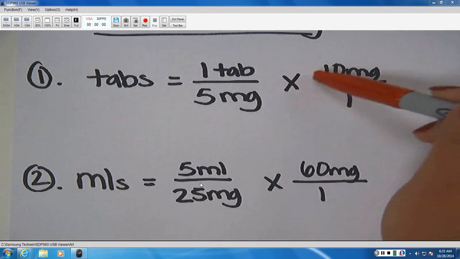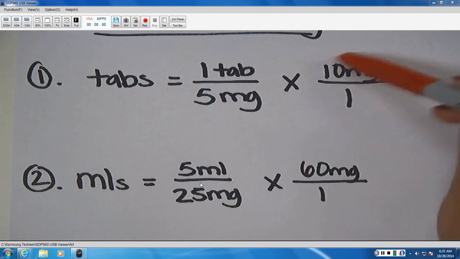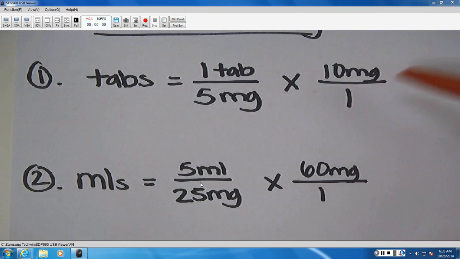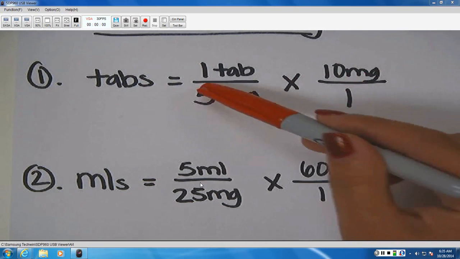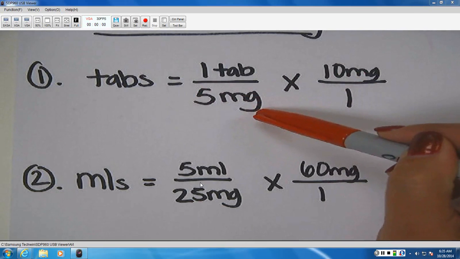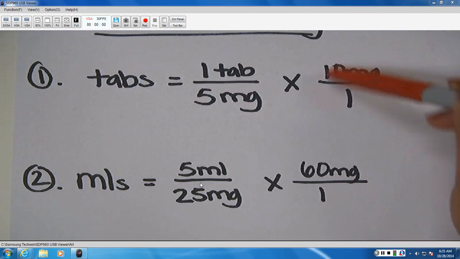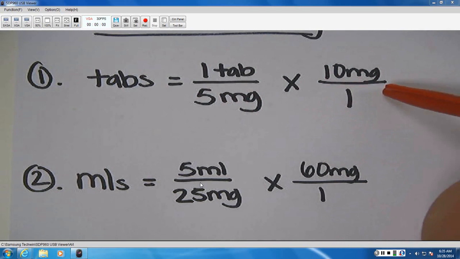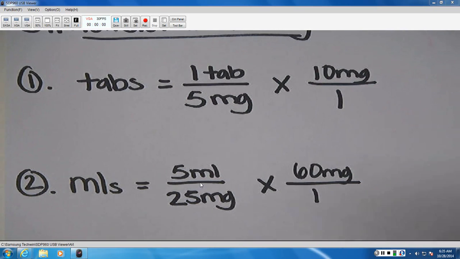Then we are going to multiply it and set it up with our next little fraction over here. Since I have 5 milligrams here, I want to make sure that I put my next milligrams over here so eventually the milligram labels can cancel each other out. The doctor's ordered 10 milligrams every morning, so I have 10 milligrams over 1. And then after you've set that up, you can cancel out these labels, and you just multiply straight across the board.